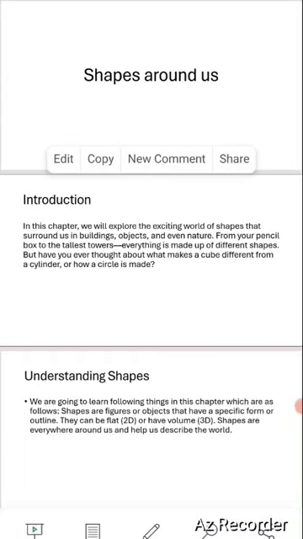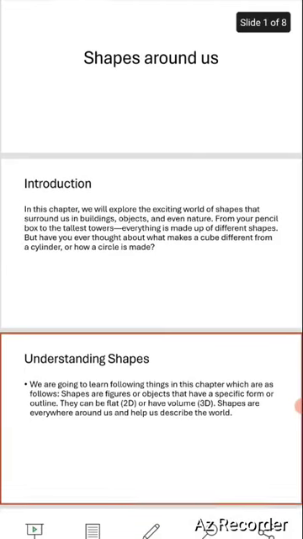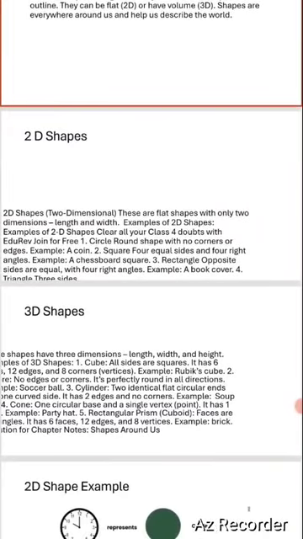So we are going to learn the following things in this chapter: shapes or figures, which are objects that have a specific form or outline. They can be flat, 2D or 2-dimensional, or have a volume, 3-dimensional. So shapes are everywhere around us and help us describe the world. Around us, different things are there, with different shapes.